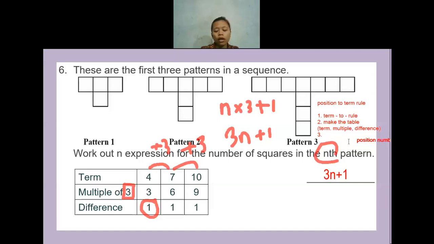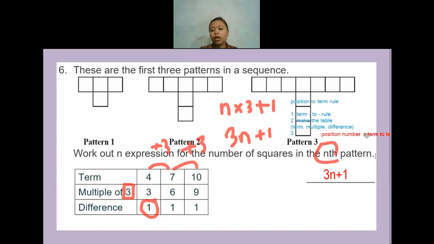After you multiply the position number with the term to term rule, you need to add the difference. Do not forget to add the difference. After that, you add the difference to the rule that you have.